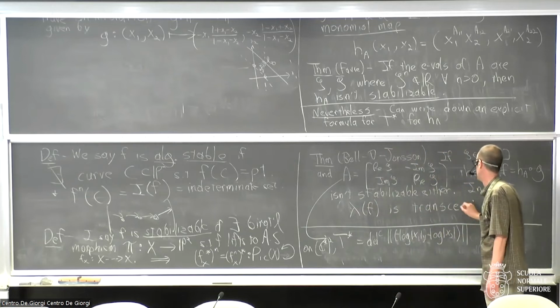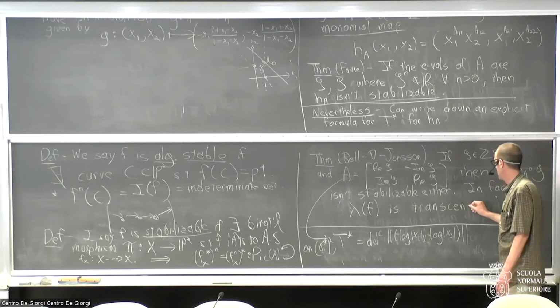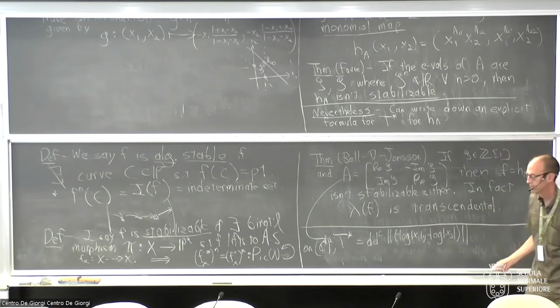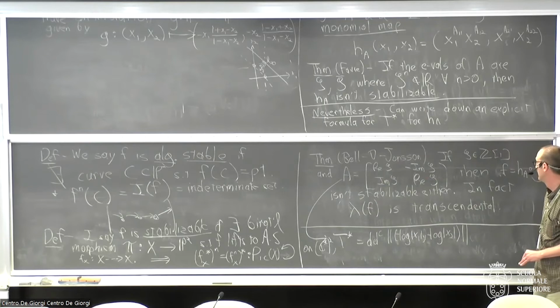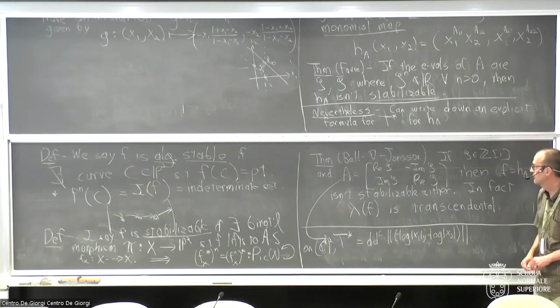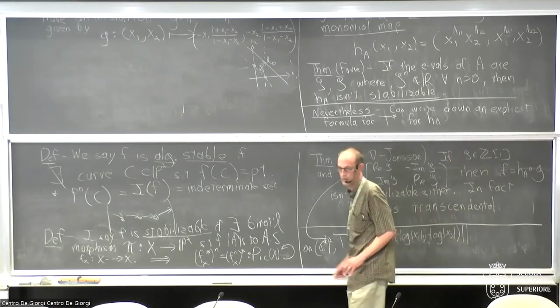Because that lambda, that dynamical degree, is a transcendental number. Okay, so it's a little worse. All right. It's the same condition as in Favre's theorem. I didn't rewrite it. Yeah, that no real powers or irrational argument. Okay, so that's the theorem.